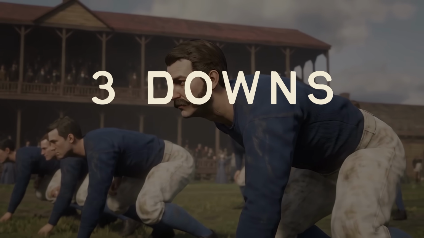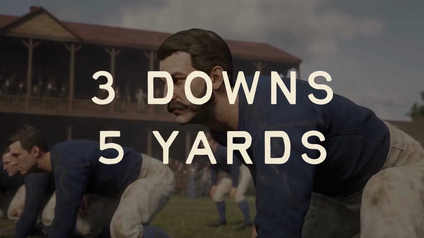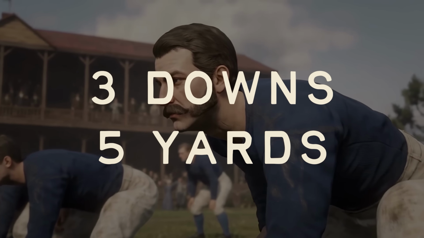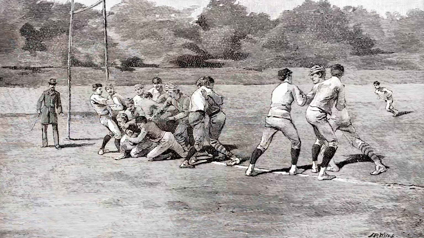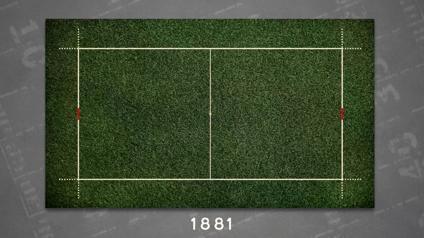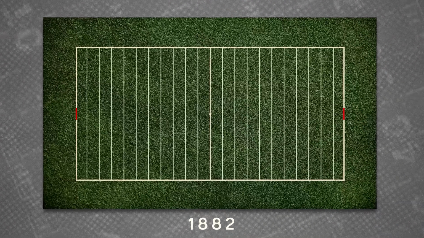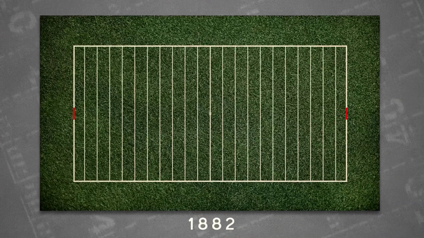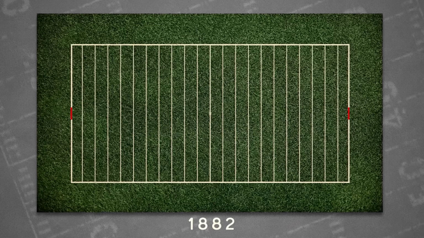Teams now had 3 tries to advance the ball 5 yards. Failed to do this, and you had to hand the ball over to the other team. But in order to enforce these new rules, the refs needed to know where everyone was. This led to a new field, where white lines were placed every 5 yards up and down the field, making it clear where the players needed to advance and thus keeping possession of the ball.